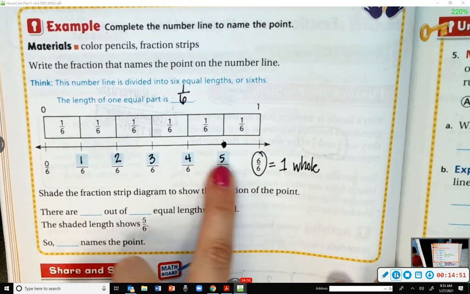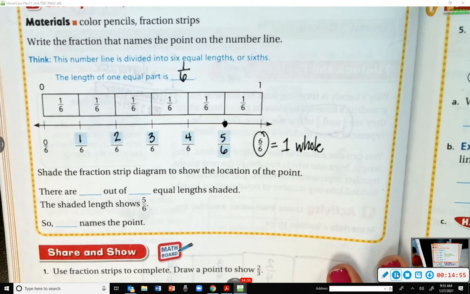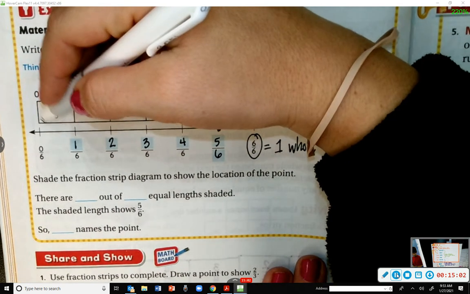Six is the whole number line, all of it. Okay. Shade the fraction strip diagram to show the location of the point. Okay, so they want us to shade.